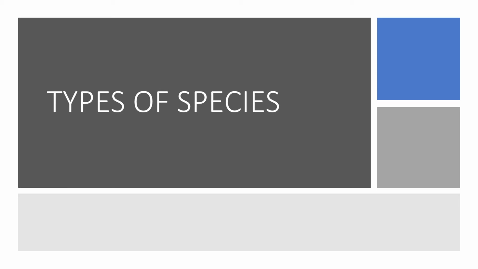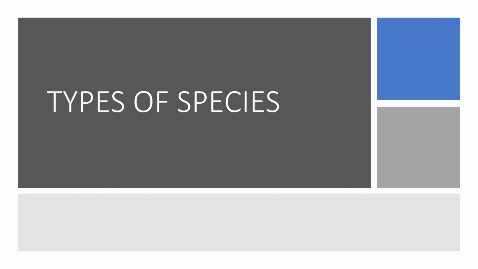Hi, and welcome back. What I've got here is a very short slideshow. I think it's 7 or 8 slides with just some key terms that you need to know about types of species. I don't know if there'd be a whole question about these terms, but they may show up as part of a bigger question. So here you go.